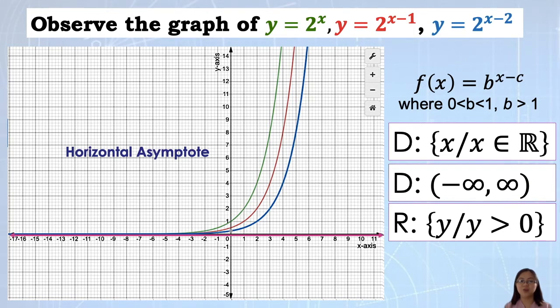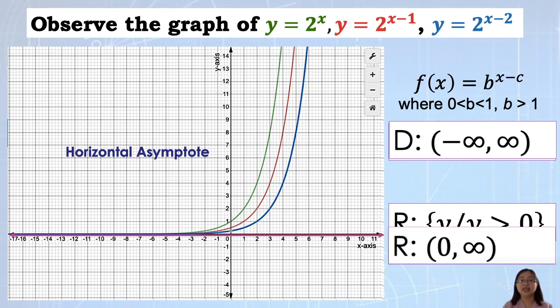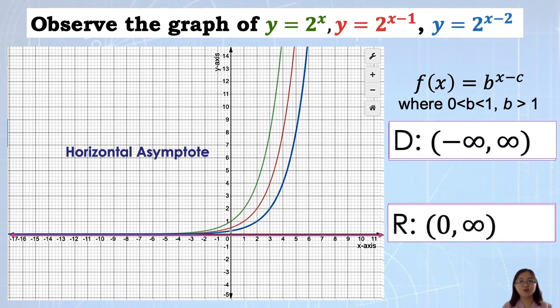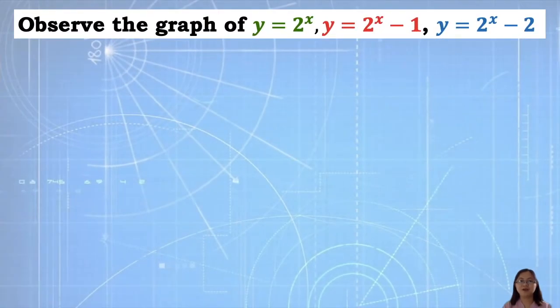We could also write the domain and the range in interval notation. So for the domain, you could write it as negative infinity to positive infinity, while for the range, we write (0, positive infinity). Take note, we use a parenthesis before 0 because that means 0 is not included in the solution set of the range. Let's have one more kind of form of a function.